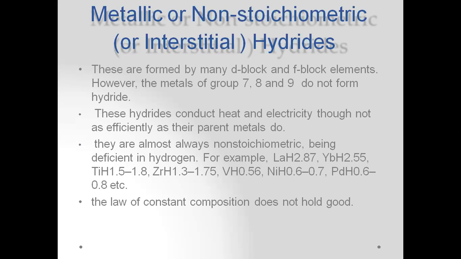But most prominently in the d-block we have metals. And in the f-block we have some radioactive elements, some metals, some highly reactive elements, so they have the capability to form highly reactive hydrides. And the metals of group 7, 8 and 9 do not form hydrides. There is a specific condition: group 7, group 8 and group 9 do not form metal hydrides. When we go further to groups 10, 11, 12, they can form metal hydrides.